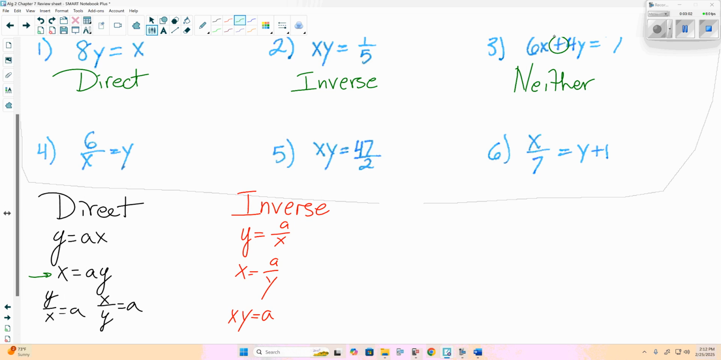Number 4, 6 over x equals y would be inverse. Number 5 would be inverse also. And neither. Really, neither is going to be easy to spot because it's either going to have addition or subtraction or only one variable. Because if there's only one variable in the entire equation, it's going to be neither.